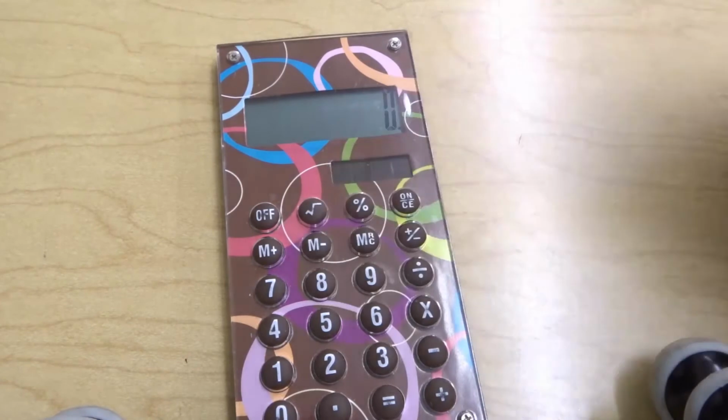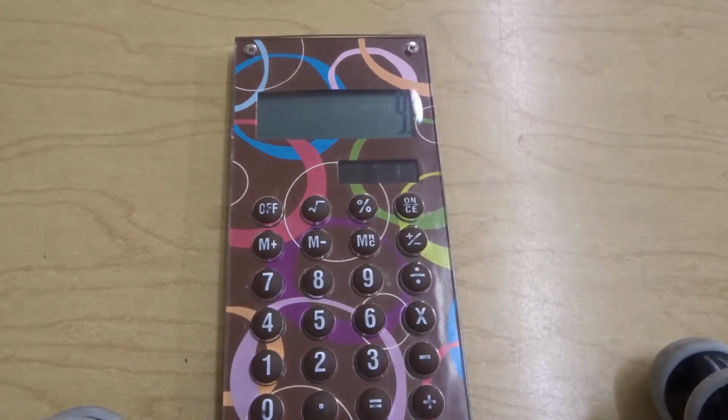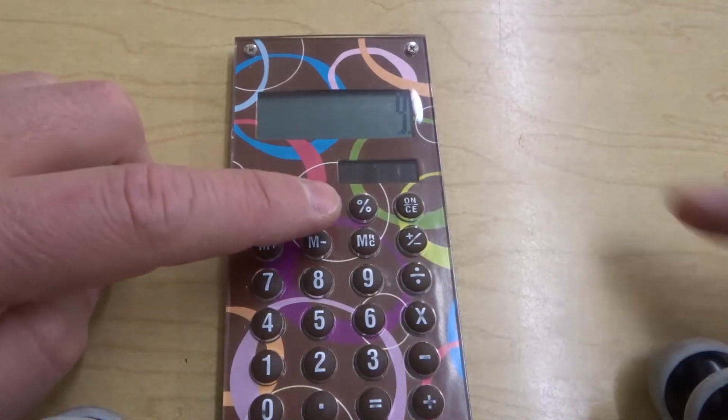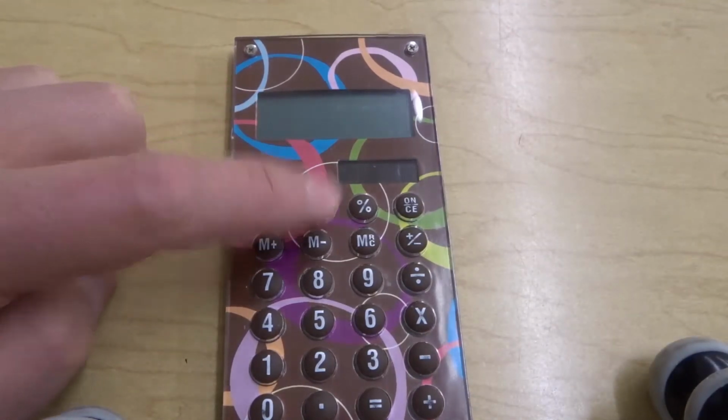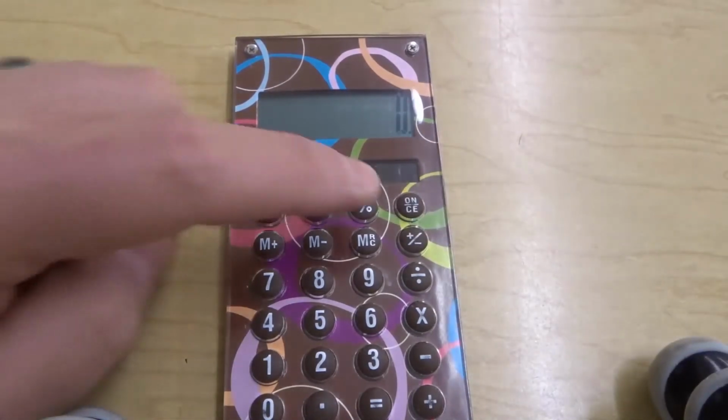The next button right here is the square root button. If you push a number like 9 and you want to find the square root of that number, you push the square root button after the number is on the screen. So the square root of 9 is 3, which makes sense. Okay, very simple.